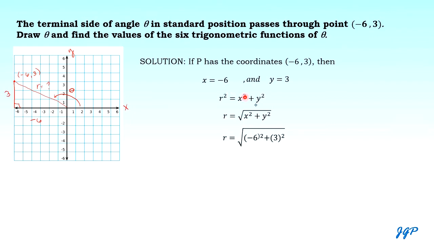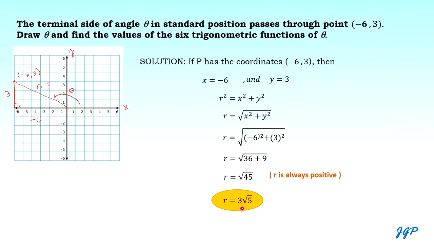So let's replace the value of this x and y. Replace x by negative 6, that's why it becomes negative 6 squared, plus we replace this y by 3, that's why it becomes 3 squared. By simplifying this, we have now the square root of negative 6 squared, that is equal to 36, plus 3 squared, that is equal to 9, and when we add 36 and 9, that is equal to the square root of 45. Again, if that is a hypotenuse, the value of that should be positive, and r is always positive. Meaning, your r now is equal to 3 square root of 5.